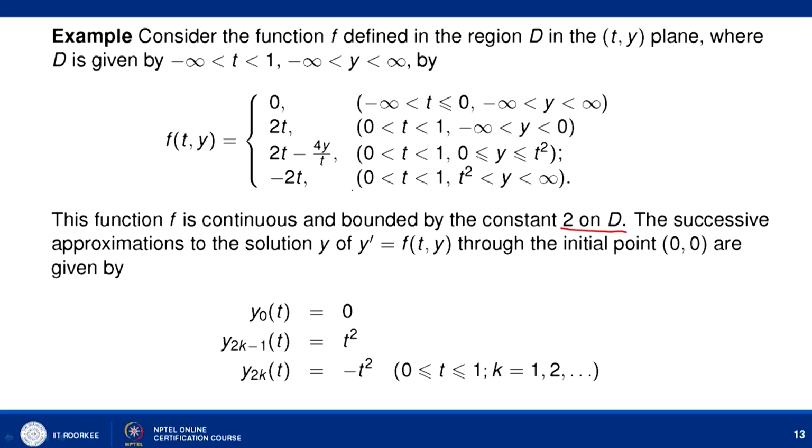And if you want to find the successive approximation for this particular problem, y' equal to f(t, y), we can check that the successive approximation is given by y_0(t) equal to 0, y_{2k-1}(t) equal to t squared, and y_{2k}(t) equal to minus t squared. It means that all the odd successive approximations are given by t squared and the even approximations are given by minus t squared, so the sequence oscillates between t squared and minus t squared. Since it is oscillating, this approximation will not converge to the solution we are searching for.